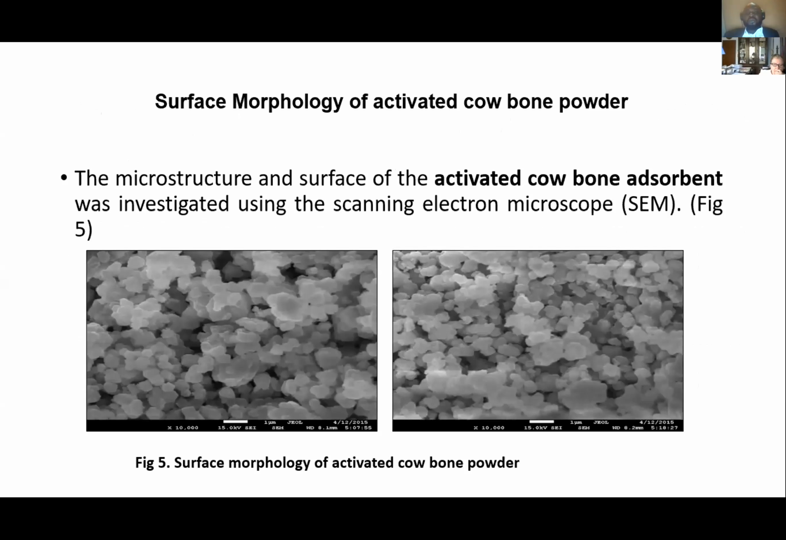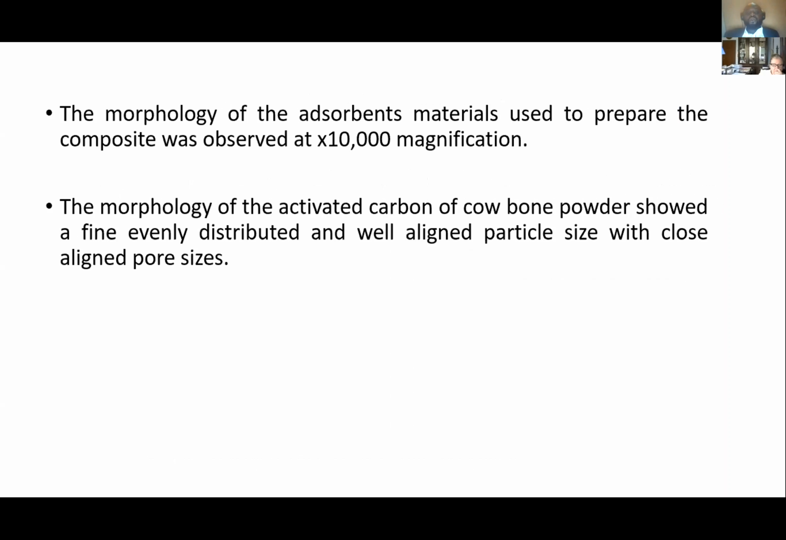These are some of the characterization studies from the morphology characteristics of the adsorbent. As you can see, the microstructure and the surface of the activated carbon adsorbent was investigated using scanning electron microscopy. And this is the surface characteristics of the adsorbent, which was observed at 10,000 magnification.